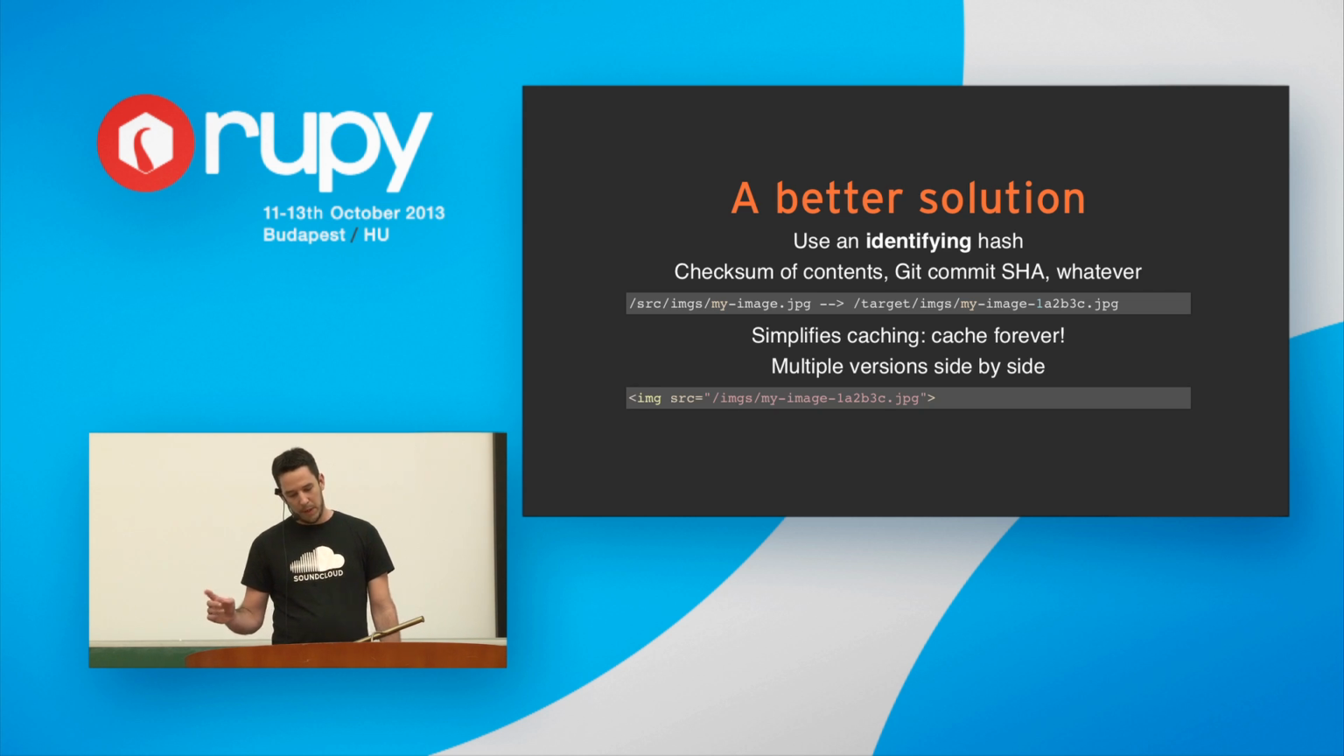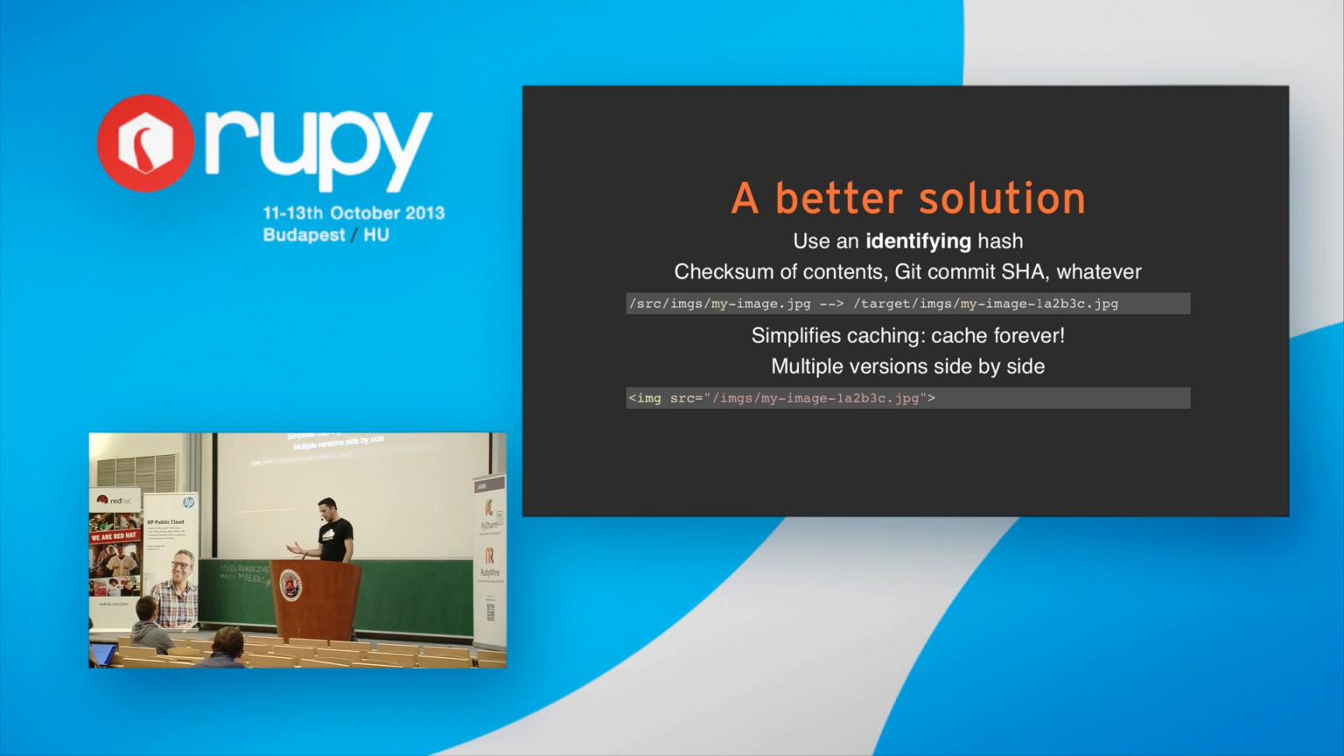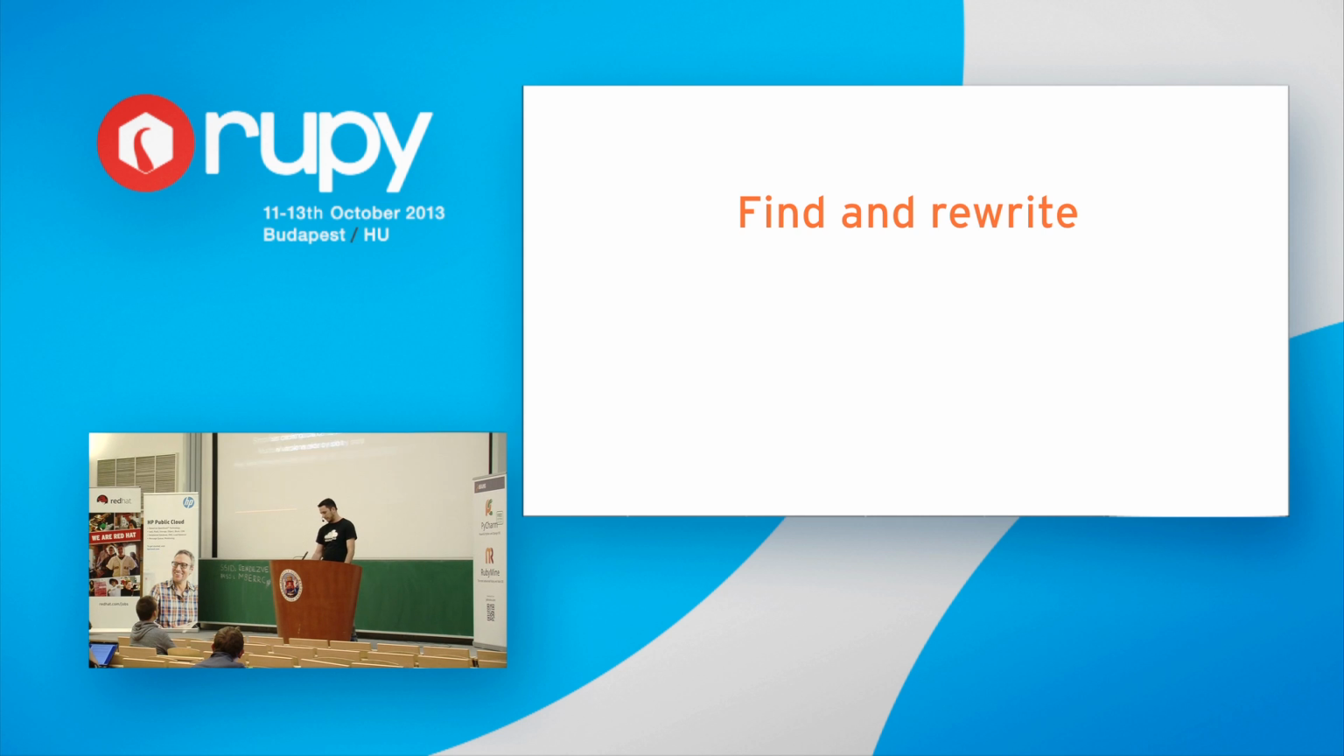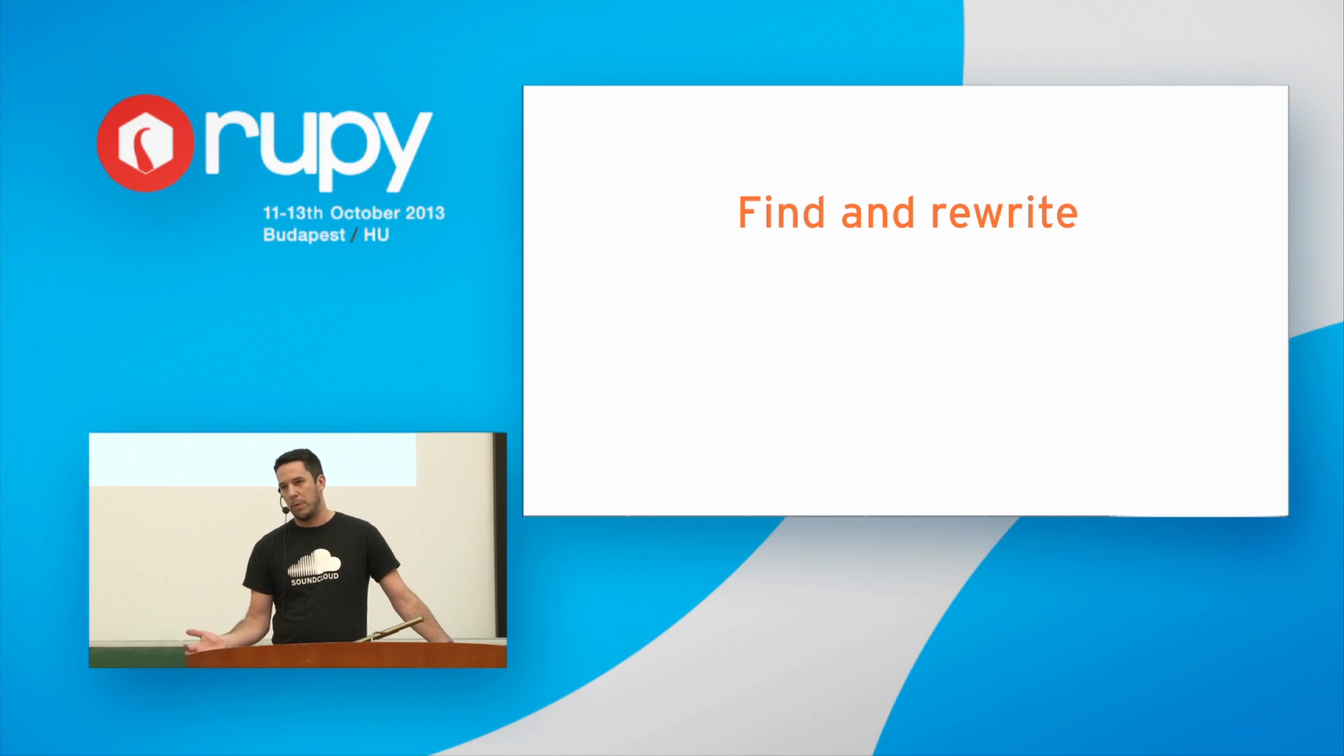The problem then, obviously, is that if you're changing the file names of all of your assets every time you build, then you also need to change all the references to them. So somehow you have to go from myimage.jpg to myimage-1A2B3C.jpg. The solution here is obviously we want to find and rewrite all of these references.